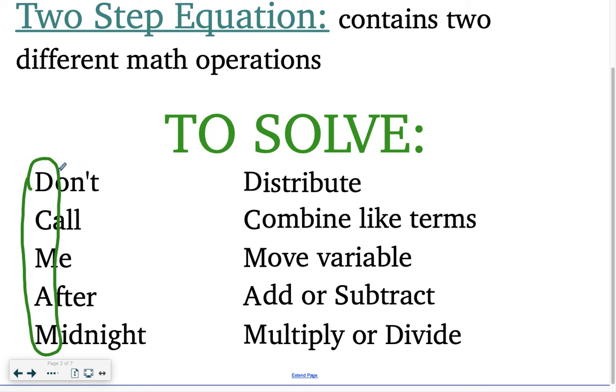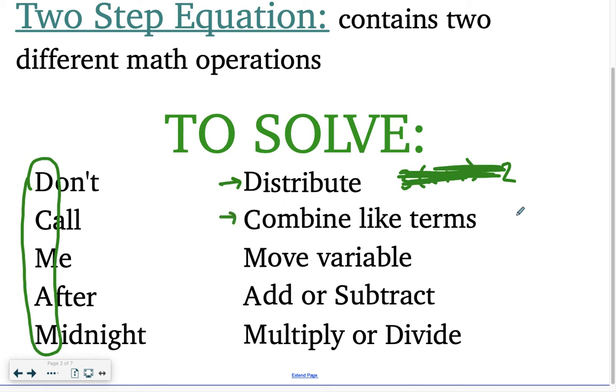So the first D means to distribute. That means if you have anywhere in your problem something that looks like this, you would start by distributing, okay? Today we aren't really going to have anything that looks like that, so you don't need to worry about that too much, okay?